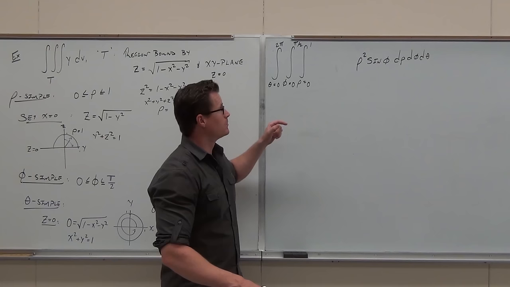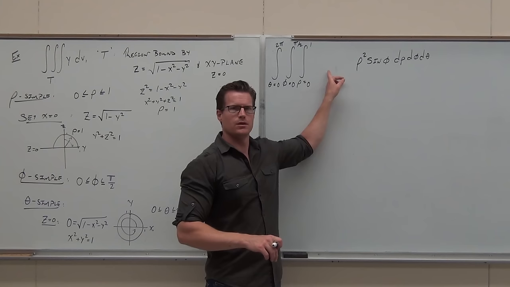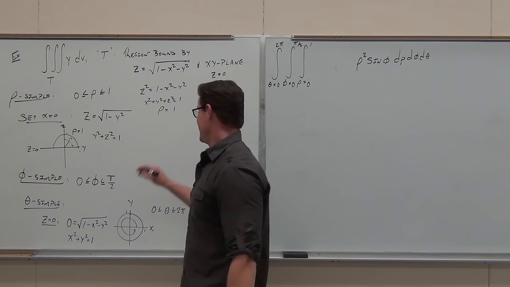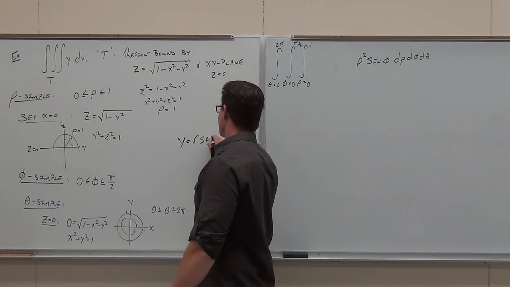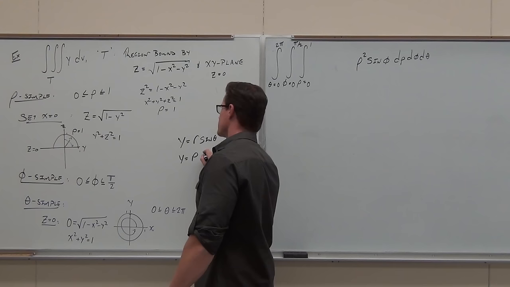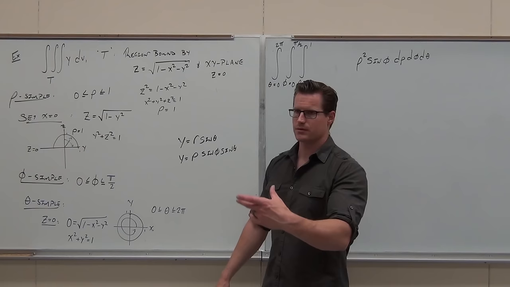Now, if I keep in mind what my function is, that had a y in there. Do I need to put a y right here? Should I put a y right there? Yeah. What should I put right there? Rho sine theta. I don't even remember. That's what I put on my little note card. There you go. Well, I know this. I know y is r sine theta. I also know that r is rho sine phi. And that's how you get the rho sine phi sine theta. Am I right? I hope I'm right. Yeah, it is.